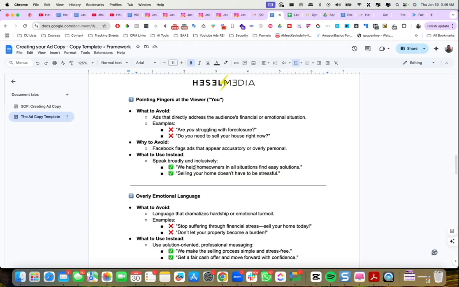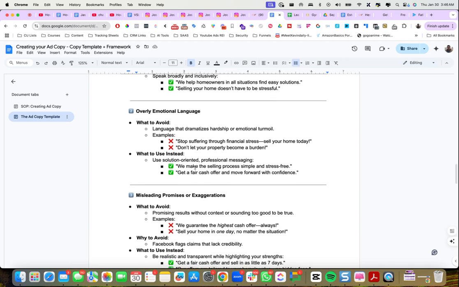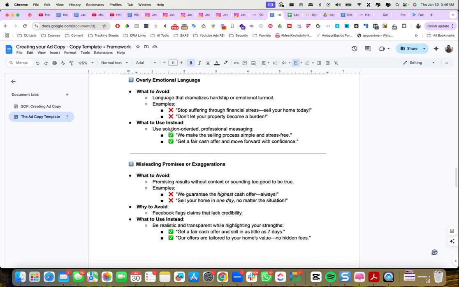Selling a home doesn't have to be stressful, for example. Second, avoid overly emotional language. Let's say, "Stop suffering through financial stress, sell your house fast." That's kind of crazy, right? It's language that dramatizes hardship or emotional turmoil. Another example is "Don't let your property become a burden." What you should do is use a solution-oriented message: we make the selling process simple and stress-free. Get a fair cash offer and move forward with confidence.